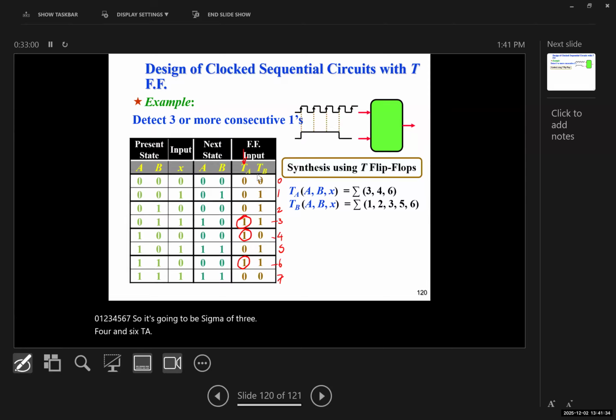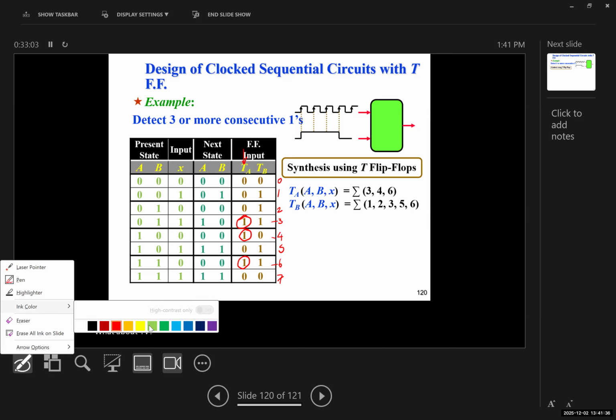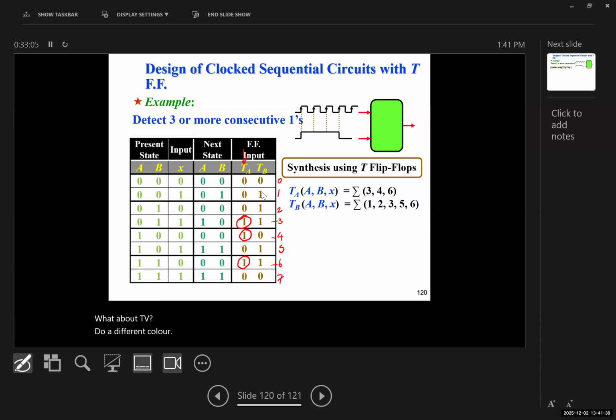What about TB? Do a different color. TB is going to be equal to 1, 2, 3, 5, and 6.